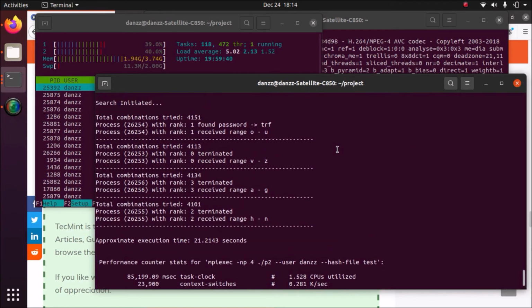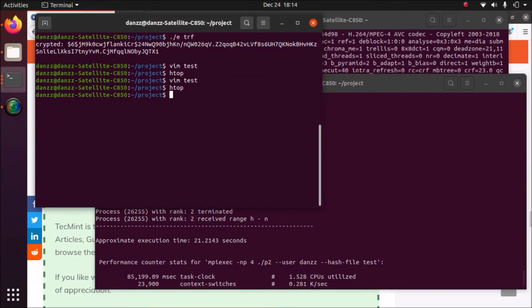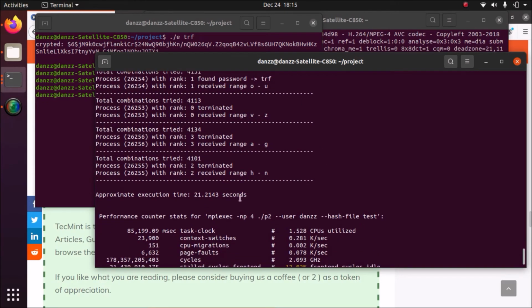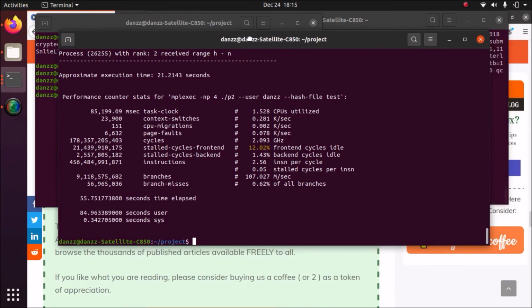As you can see, the password I specified was trf. So the process within the application which got the range between O and U found this password, and it took this application about 22 seconds, sorry. And now the main perf summary.